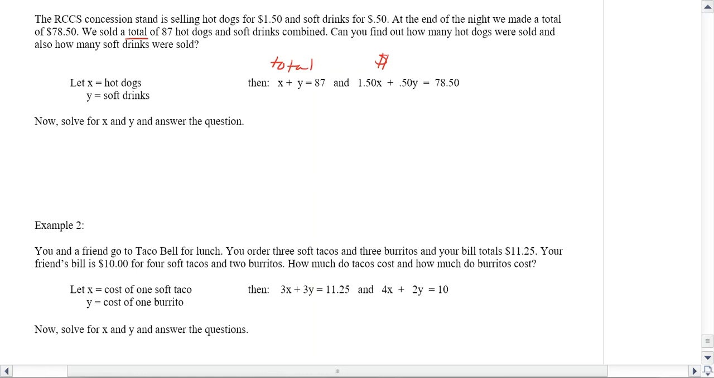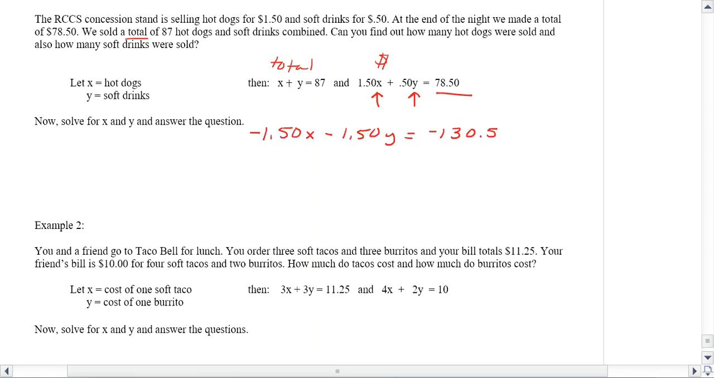Then we use the prices given and the amount of money raised to do the second equation. If each hot dog is sold for $1.50 and there's X of them, that would be 1.50x. And same thing with the drinks. Y drinks at 50 cents apiece added together gives us our total, the money that we raised. And now it's just personal preference how you want to solve it. I'm going to set it up for elimination.